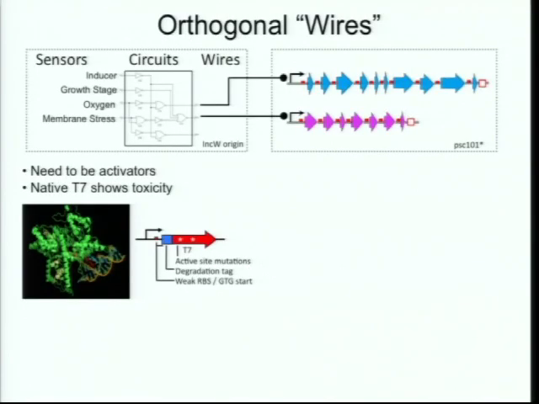And so in order to do this, we've been building orthogonal T7 variants, where one of the problems with the T7 polymerase is that when you express it along with a promoter, it can be very toxic. And so we went in and made a number of changes to the T7 gene. We added a degradation tag, made some active site mutants in order to slow it down, used a weak ribosome binding site, and so on.